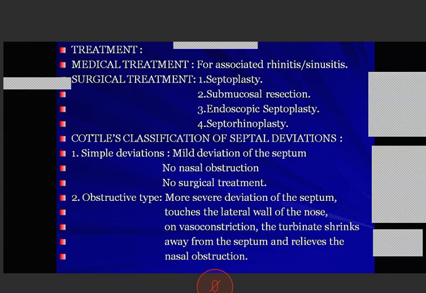Okay. So with Cottle, so many are there: Cottle's surgery, Cottle's line, Cottle's test, Cottle's classification. So here again, the Cottle's classification of the septal deviations. Cottle divided the septal deviations into simple deviations, obstructive deviations, and impactions. So simple deviations are where there is a mild deviation of the septum, there is no nasal obstruction and no surgical treatment.